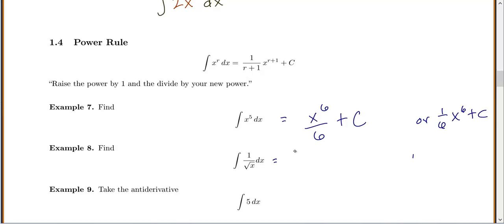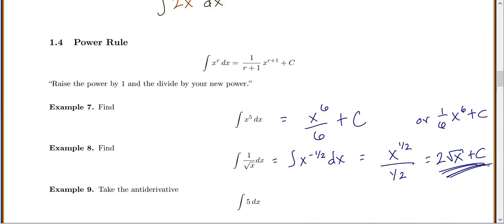Okay. Example 8, we want to find the integral of 1 over square root of x dx. I would rewrite this first as x to the power of negative 1/2. 1/2 for the square root, negative because it's on the bottom. So I rewrote it. Now I can take the integral. So I raise the power by 1. Negative 1/2 plus 1 is 1/2. So it's going to be x to the 1/2 over, and divide by your new power. And I can simplify this. Dividing by 1/2 is the same thing as multiplying by 2, and so it's 2 square root of x plus c. Okay, don't forget that plus c.